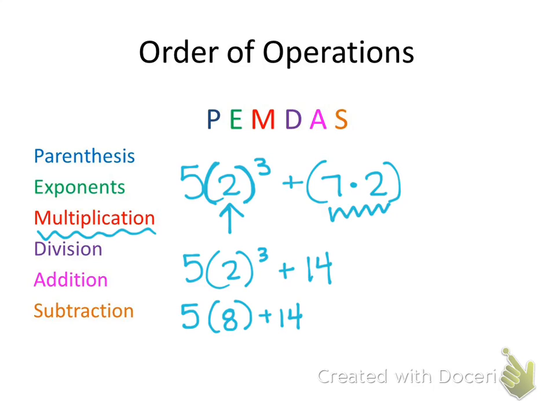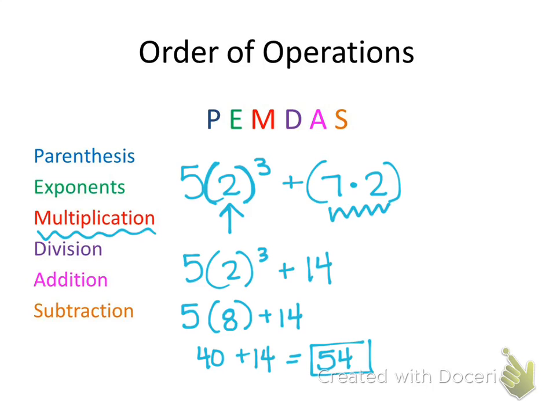And I solve that. Now I move on to multiplication. Now is the time that I would look in those parentheses. I would take care of them because they represent multiplication. So I do 5 times 8, which is 40. Then I don't have any division, so I can skip it. Addition I have, so I do 40 plus 14, which is 54. And I don't have any subtraction. Obviously, this is my final answer.